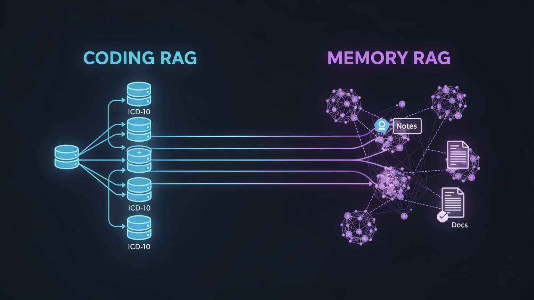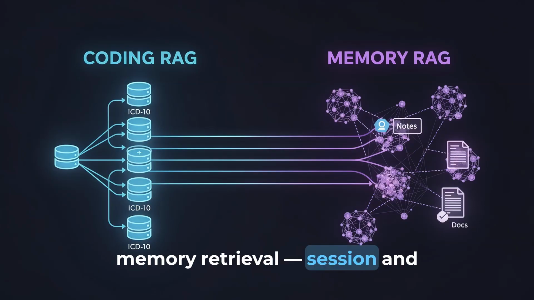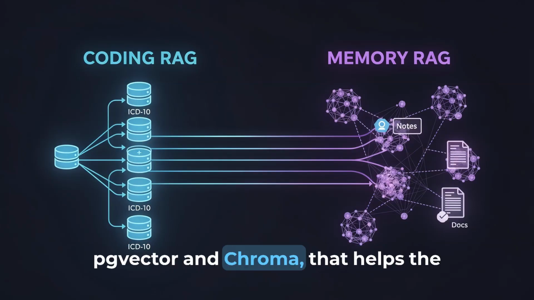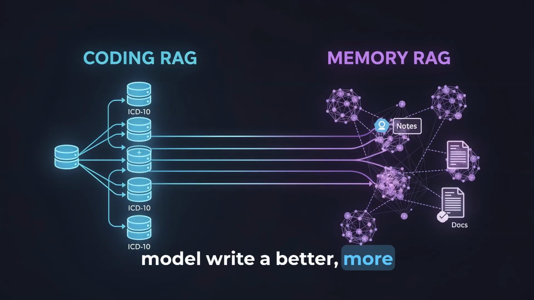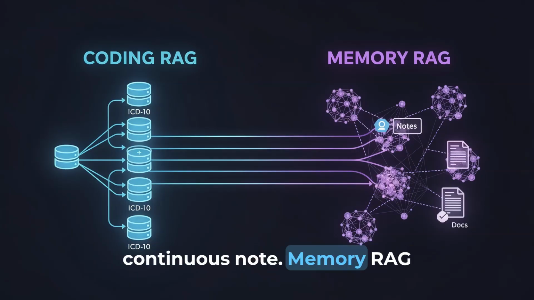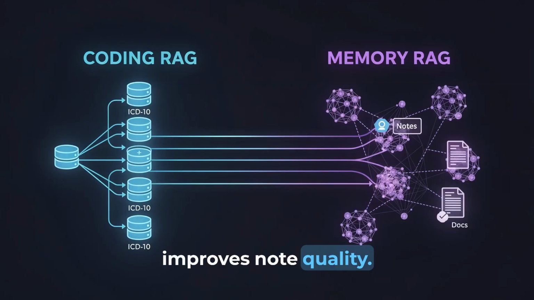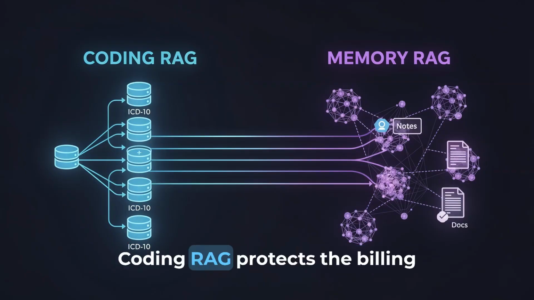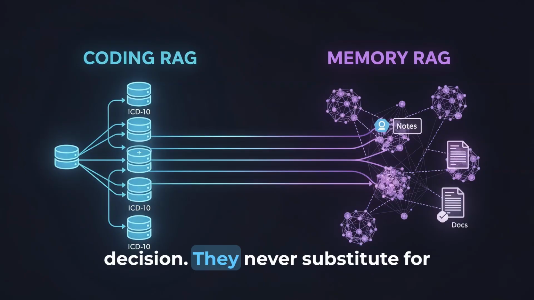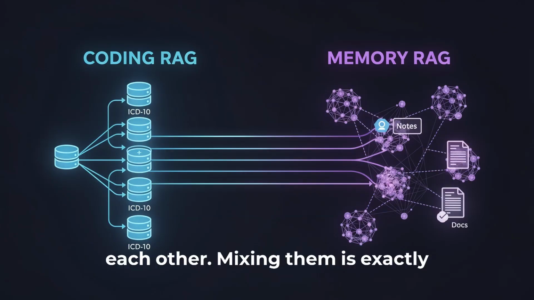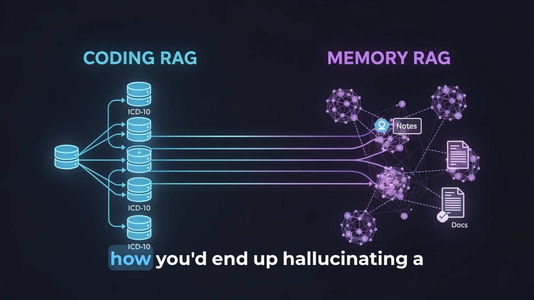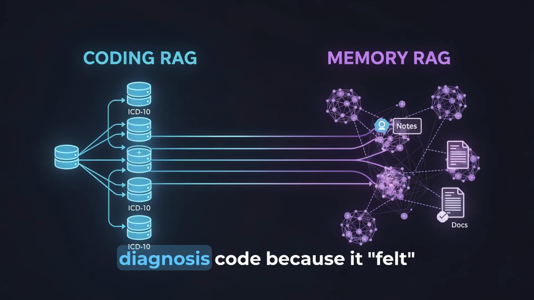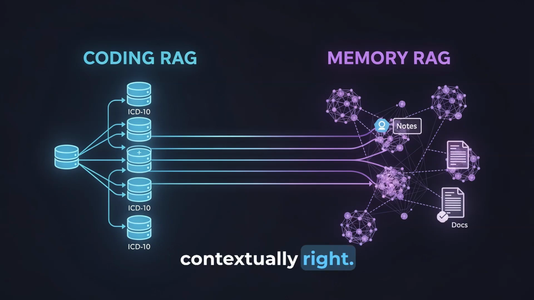The second is memory retrieval. Session and long-term context stored in pgvector and Chroma that helps the model write a better, more continuous note. Memory RAG improves note quality. Coding RAG protects the billing decision. They never substitute for each other. Mixing them is exactly how you'd end up hallucinating a diagnosis code because it felt contextually right.